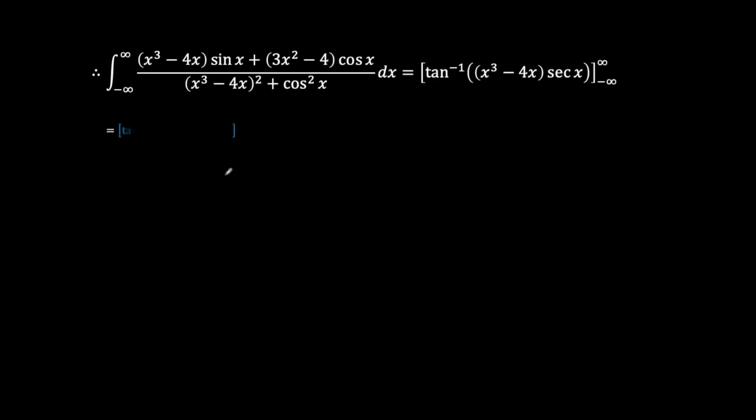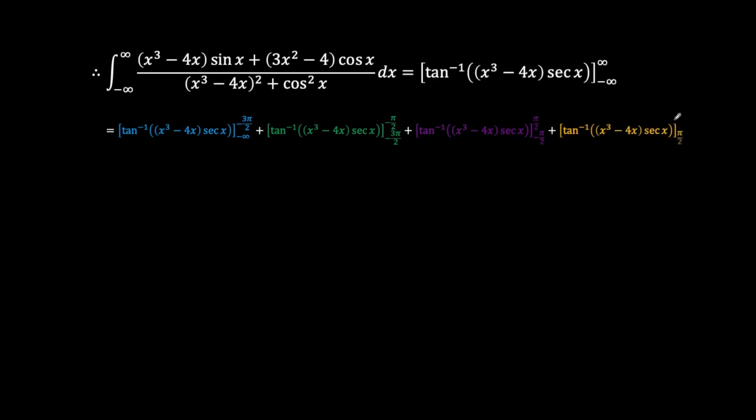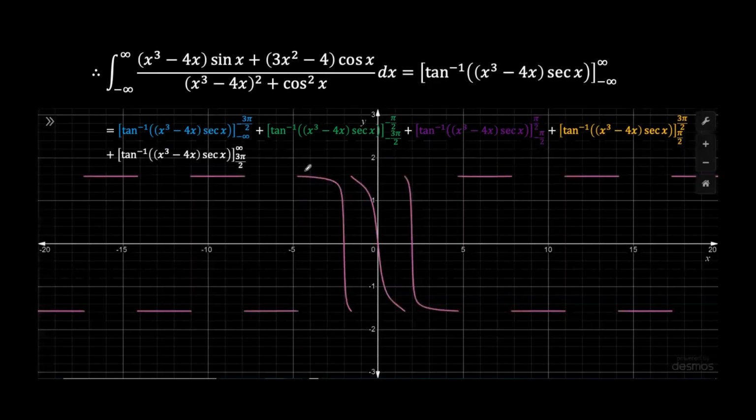And so what we are having here now, we're going to divide this into several domains. We're going to have the domain negative infinity to negative 3 pi over 2. Then we're going to have negative 3 pi over 2 to negative pi over 2. And then the domain negative pi over 2 to pi over 2. And then from pi over 2 to 3 pi over 2. And then from 3 pi over 2 to infinity, right? So this is essentially what is happening. This is our negative 3 pi over 2.